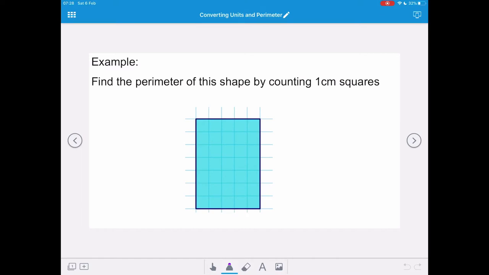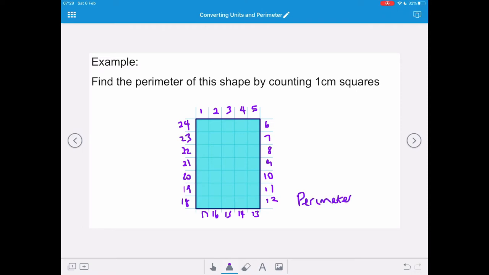Now in this example, we want to find the perimeter of this shape by counting 1 centimeter squares. So let's start in the top left-hand corner, and we've got 1, 2, 3, 4, 5 across the top, and then we can continue counting 6, 7, 8, 9, 10, 11, and 12, which takes us to the bottom right corner, then 13, 14, 15, 16, and 17 takes us to the bottom left corner, and then 18, 19, 20, 21, 22, 23, and finally 24 takes us back to where we started. So we can say that the perimeter of this shape is going to be 24 centimeters, with centimeters as our unit for this answer.